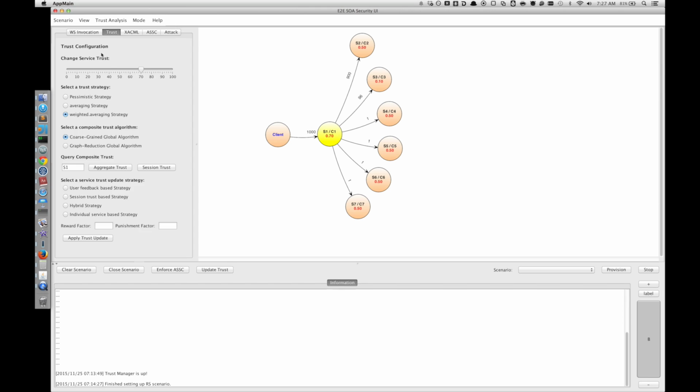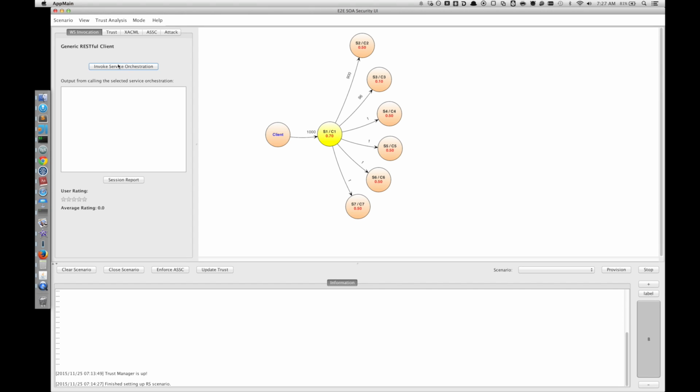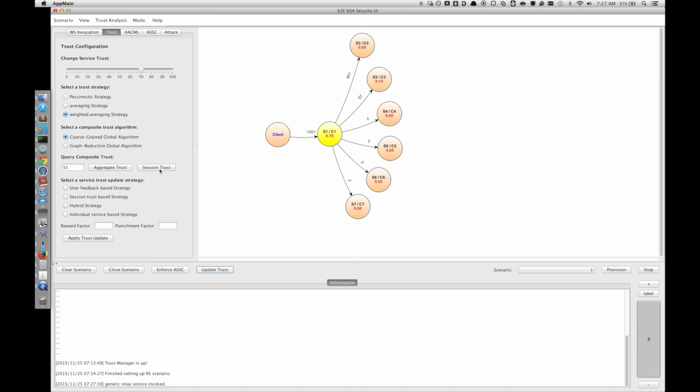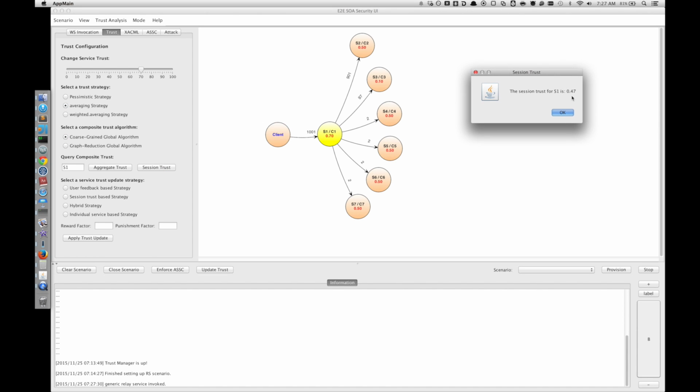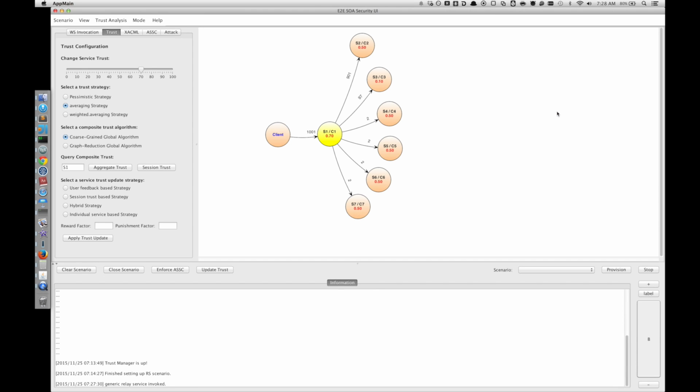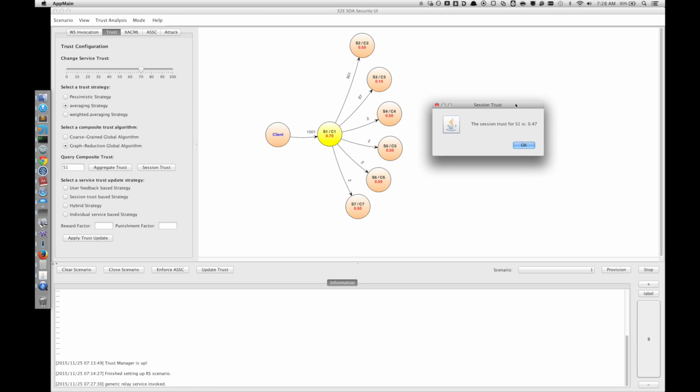For example, if we call this SOA application, we will see that it shows all the services have been accessed, and if we update the trust, we see that each of these weights increase by 1, which shows that we have called S1, S2, and S7, all of these trust values. Then let's try querying the session trust for S1 here. As you can see, the session trust is 0.47. Again, this is the average of all these services.